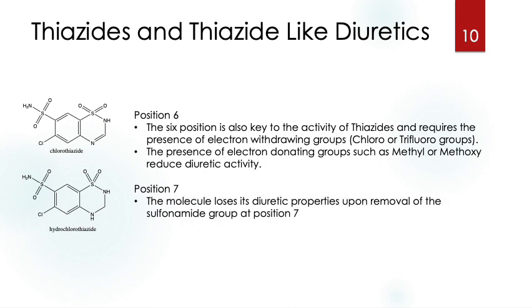Now let's talk about position 7. At position 7, the molecule loses its diuretic properties upon removal of the sulfonamide group. So if we lose that sulfonamide group here at position 7, we lose the diuretic properties of the drug. The sulfonamide group at position 7 is key. It's essential to the diuretic property of this particular drug. These are things that are really important for us to remember as we continue looking at the structure activity relationship of thiazides and thiazide-like diuretics.